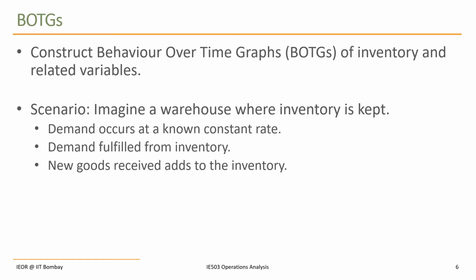Let's take a very straightforward scenario. I request you to imagine a warehouse where inventory is kept. Demand occurs at a known constant rate, and demand is fulfilled from the inventory if it's available, and new goods received add to this inventory. Quite straightforward assumptions, and assume a single product.